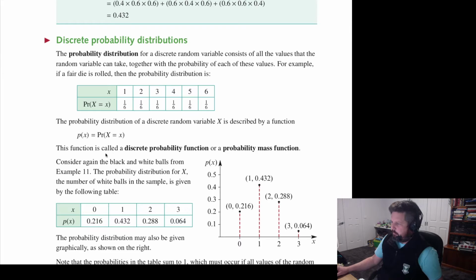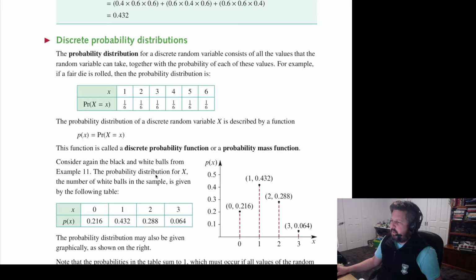So again, it says the probability distribution of discrete random variable x is described by a function as listed here. When it's listed like that, that function is called a discrete probability function, or can also be known as a probability mass function.